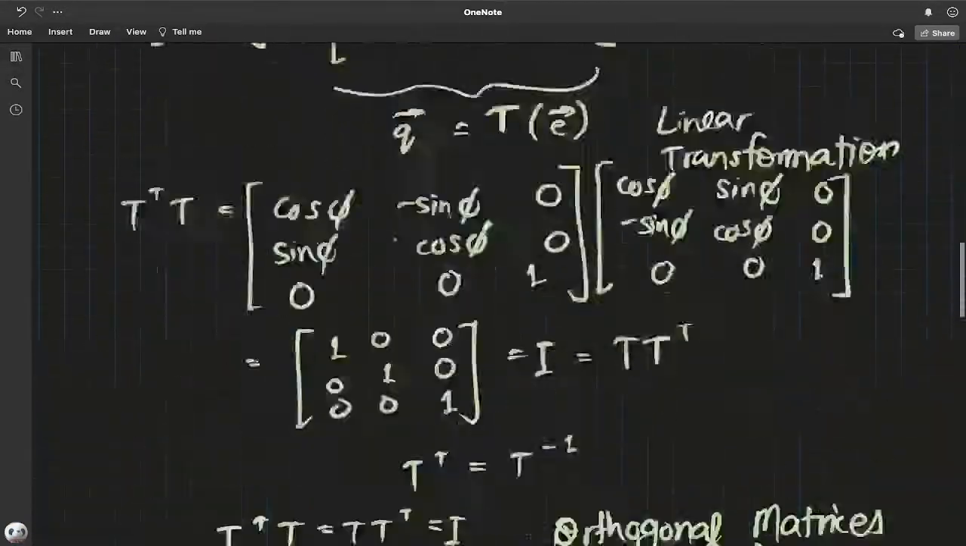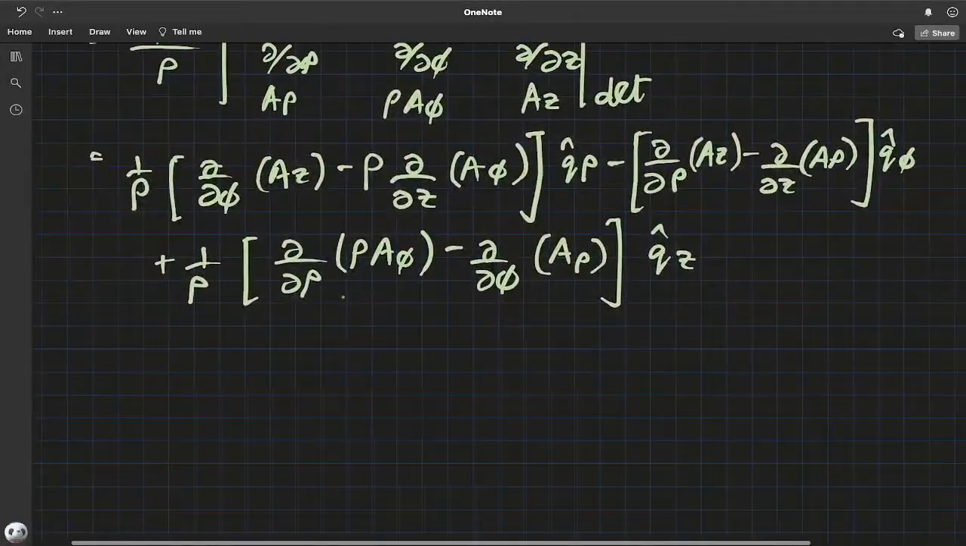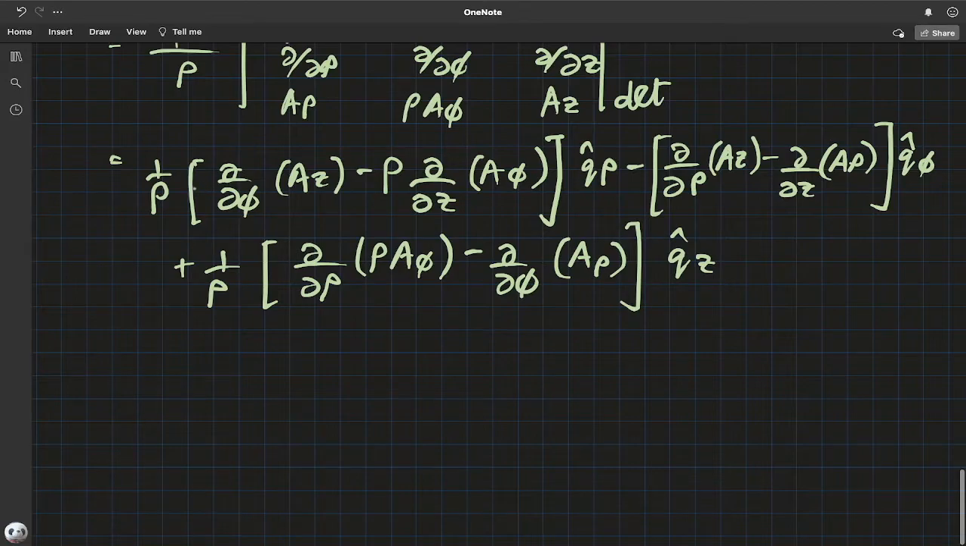So we have, I think, derived or discussed all the things that were necessary to discuss in the cylindrical system. Let's move on to the next system now.